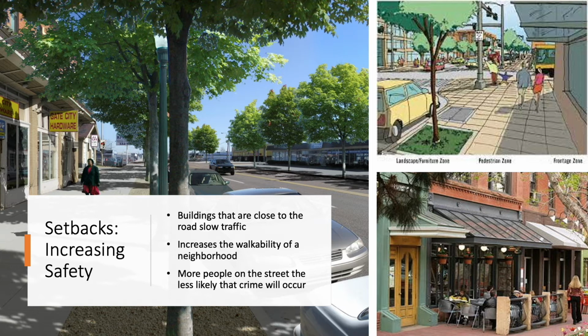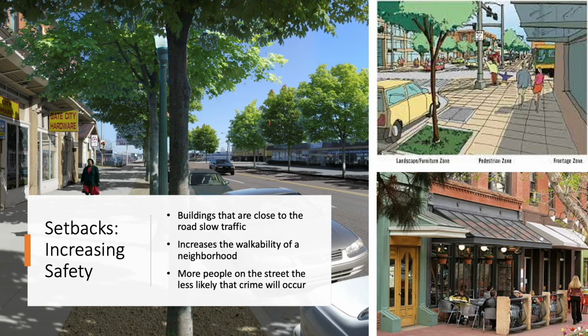But then once you get further into the city and you're driving down Madison Avenue or Cooper, where these buildings are set right up close to the road, it slows traffic down because people are more observant of the people around them, and it creates a sense of closeness so that people just tend to not drive as fast. It also increases the walkability of a neighborhood.